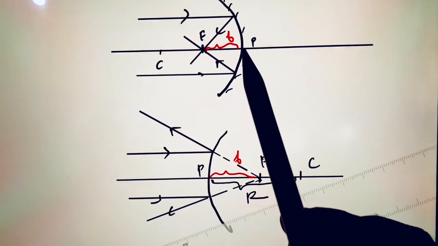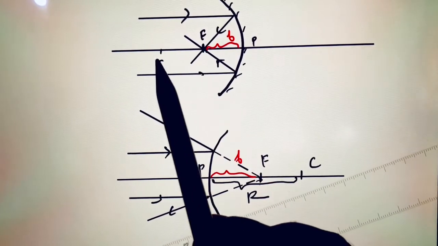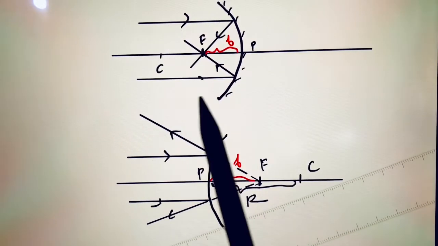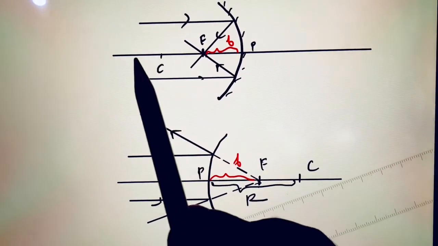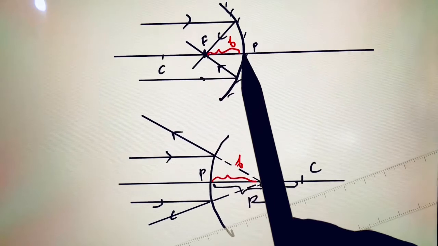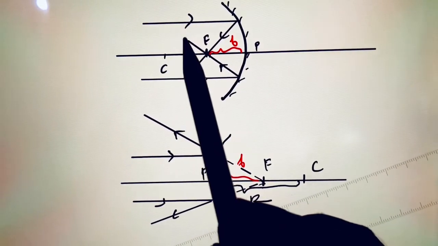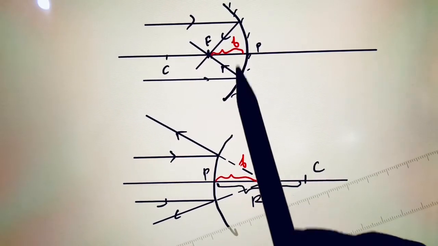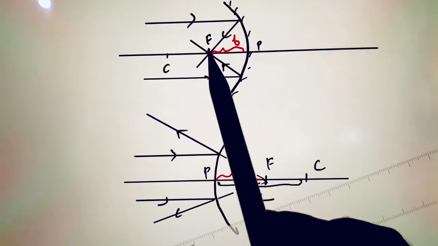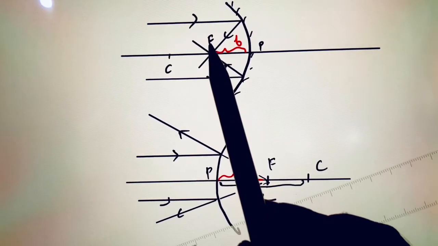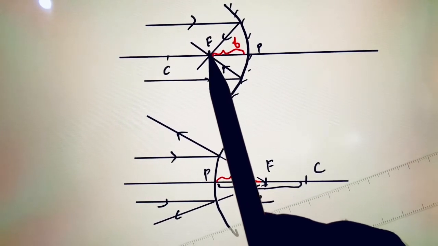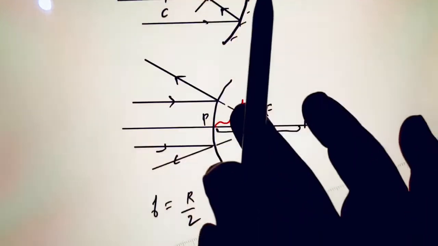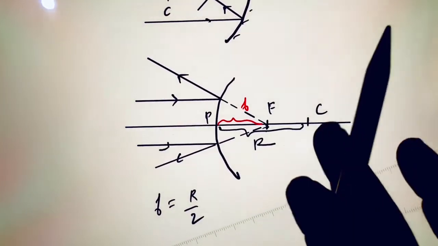Pole, which is the center of the mirror; center of curvature, which is the center of the imaginary sphere of which the mirror is a part; the straight line that joins the pole to the center of curvature; and then we have the focus. Rays of light parallel to the principal axis, after reflection, will pass through a point on the principal axis. That point is called the focus, and the distance from the focus to the pole is the focal length, and the focal length happens to be half of the radius of curvature.